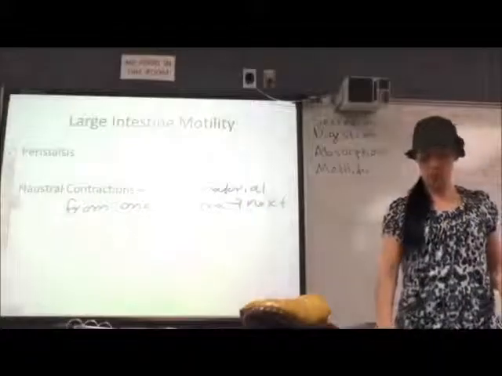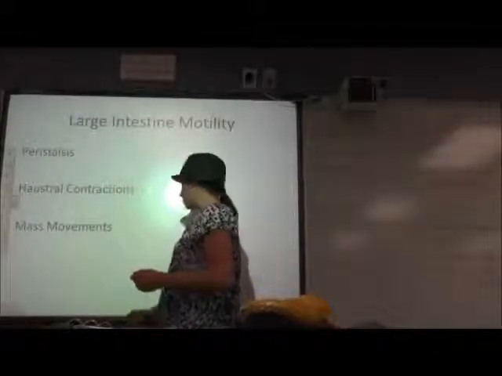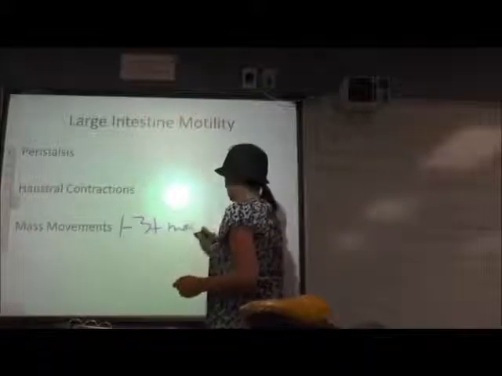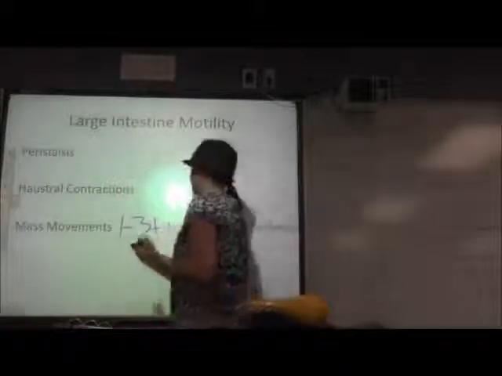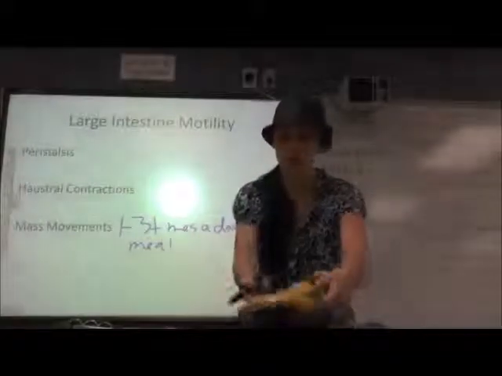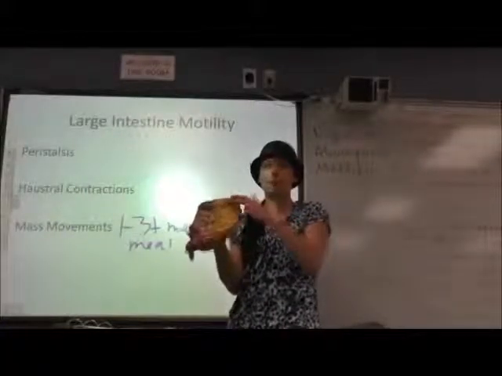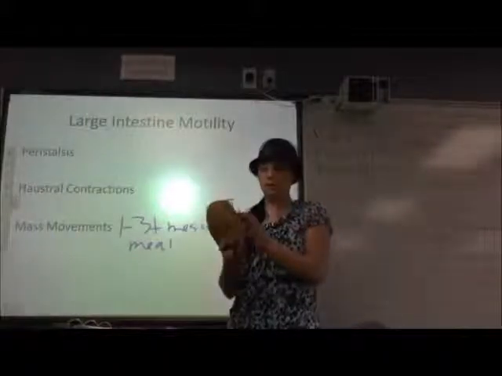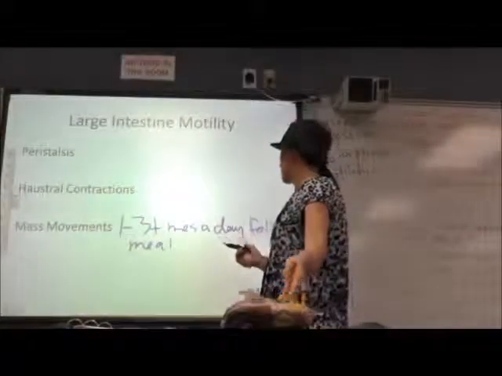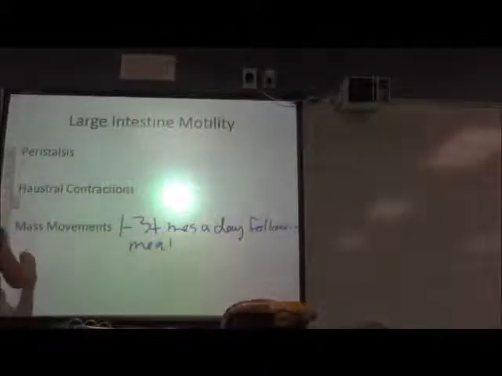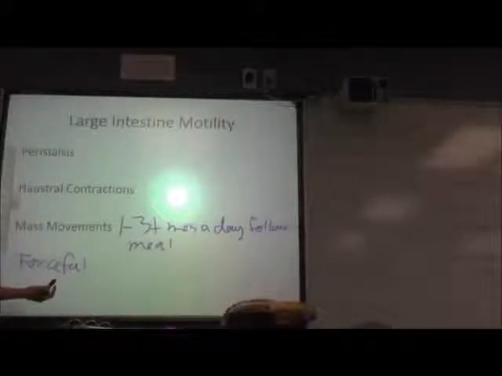And then the last type of motility in the large intestine is what's called a mass movement. These happen 1 to 3 times a day following a meal. So as you're eating or following a meal, you'll have a mass movement. This is a very strong, forceful contraction that originates about halfway through the transverse colon. It's going to propel material through your colon and toward the rectum, so that you can make way for all the new material that you're bringing in. So we'll say this is a forceful contraction originating in the transverse colon that propels mass amounts of fluid toward the rectum.